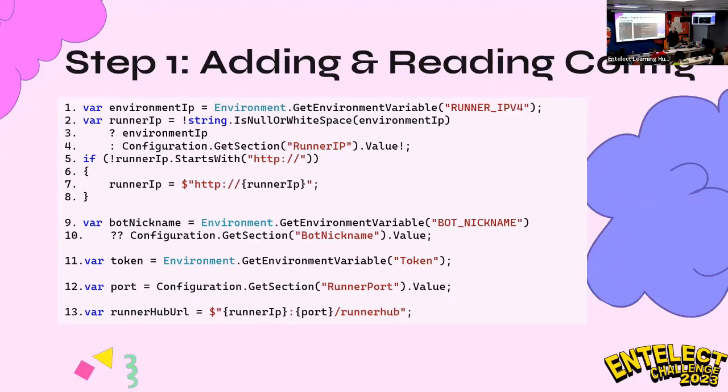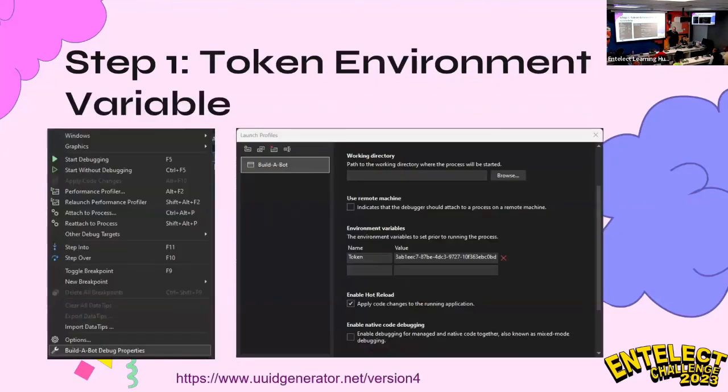Cool. So here's how you add an environment variable to your debug properties. You click the little debug menu at the top of Visual Studio, and you click the bot's properties, where the bot name will be replaced with whatever your project name is. Then you scroll down a little bit, and you'll see a section for environment variables. You enter token, and then you put in a UUID. There is a link at the bottom there if you want to generate a new UUID. You basically just open that website, and you can just click copy, and you just paste it in there. Cool.